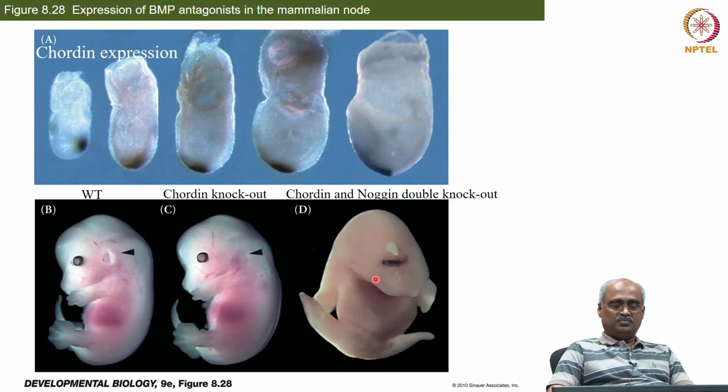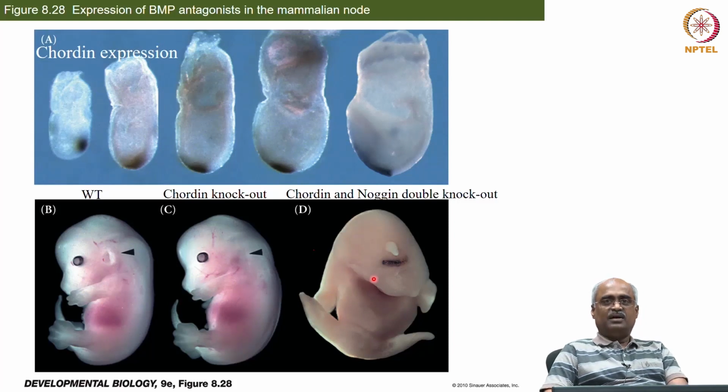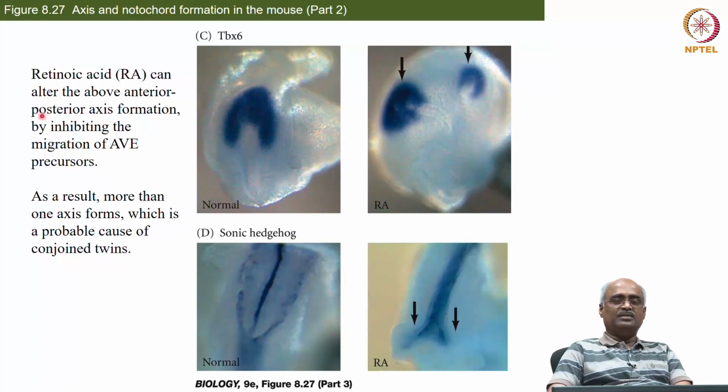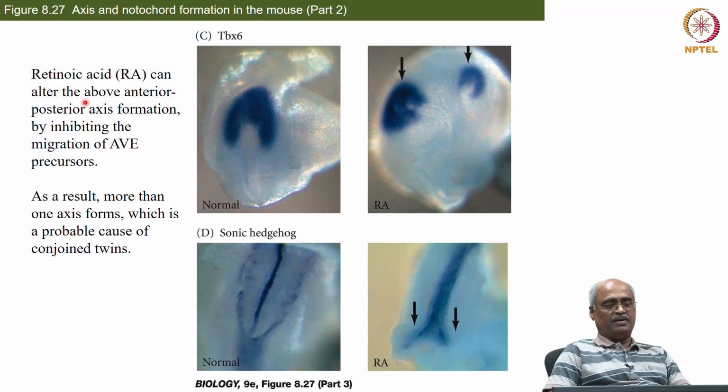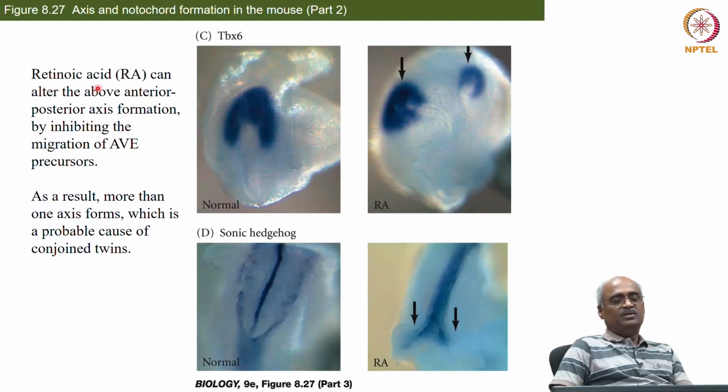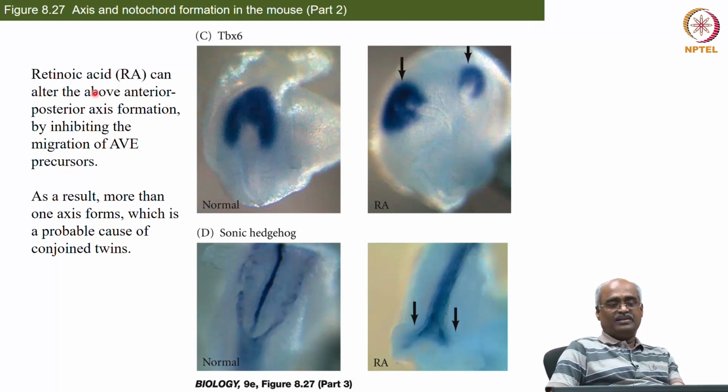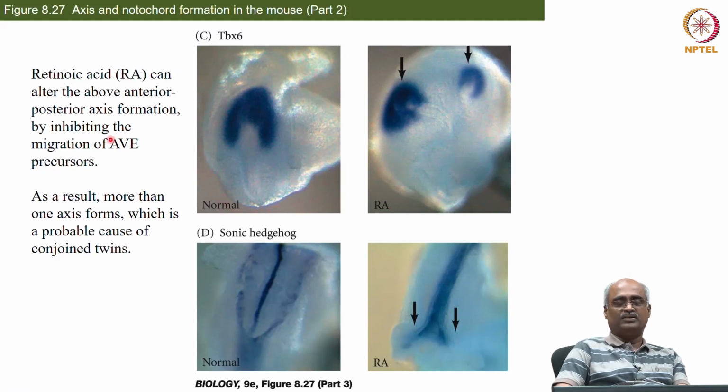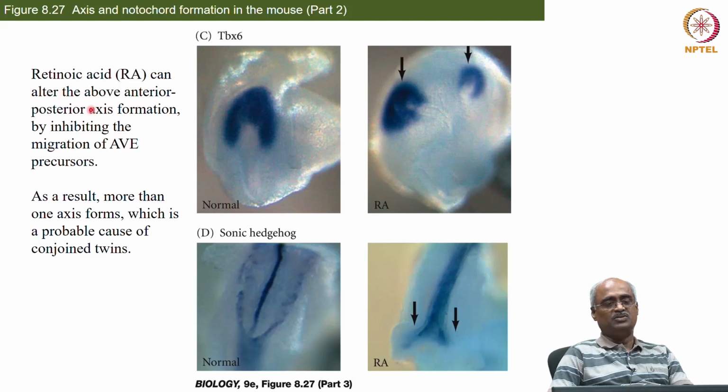And another important molecule that plays a role in this head to tail axis formation is the vitamin-derived signaling molecule retinoic acid. This is from vitamin A. Okay. So retinoic acid can alter this anterior posterior axis if it is introduced at the stage of gastrulation. So when embryo is incubated with retinoic acid, you have alterations, which is illustrated here.